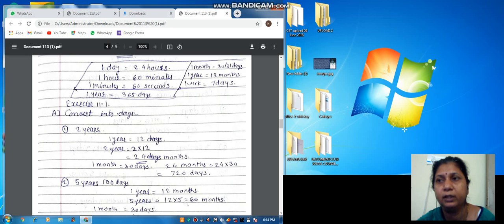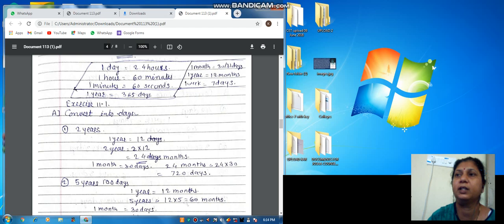So 12 is the months in a year, so it is 24. But 1 month is equal to 30 days, so 24 multiplied by 30 we get 720 days. Okay, ये भी एक मेथड है. और दूसरे मेथड से हम डायरेक्ट ये लिखेंगे 1 year is equal to 365 days. So 365 multiplied by 2 we get 720.